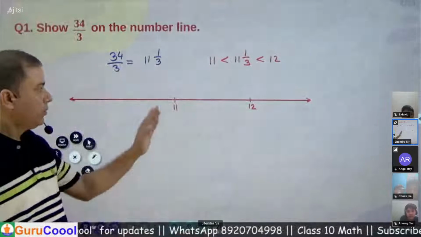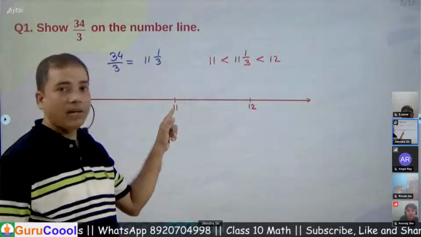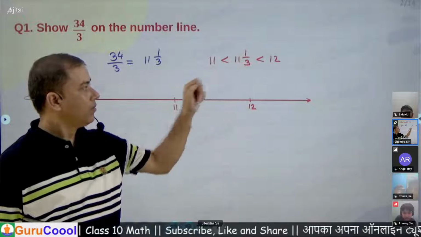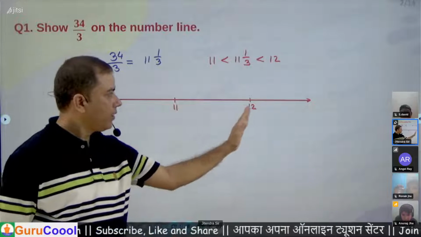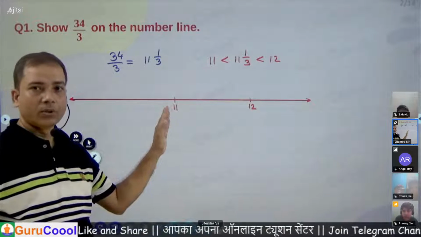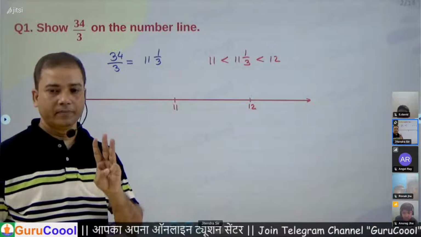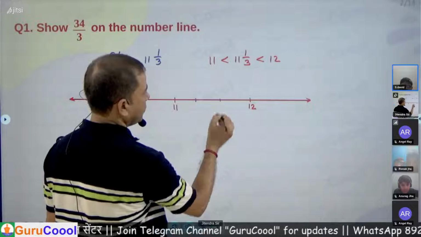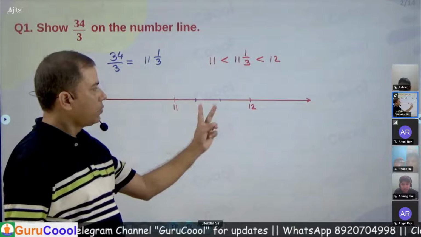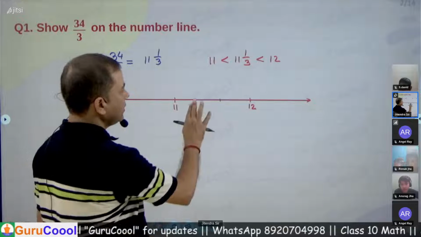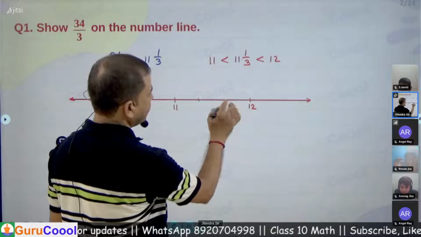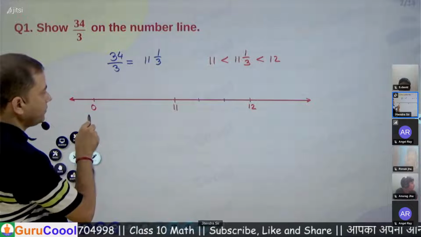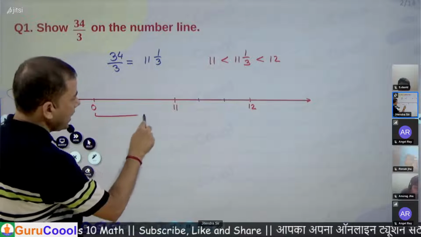So what we will do, we already have reached 11, no need to worry. Now think of 1 by 3. The distance between 11 and 12 should be divided in three equal parts. How so? 1 by 3, 2 by 3, 3 by 3. Just take 2 points in between and it will be divided in three equal parts. So you already have reached that 11.